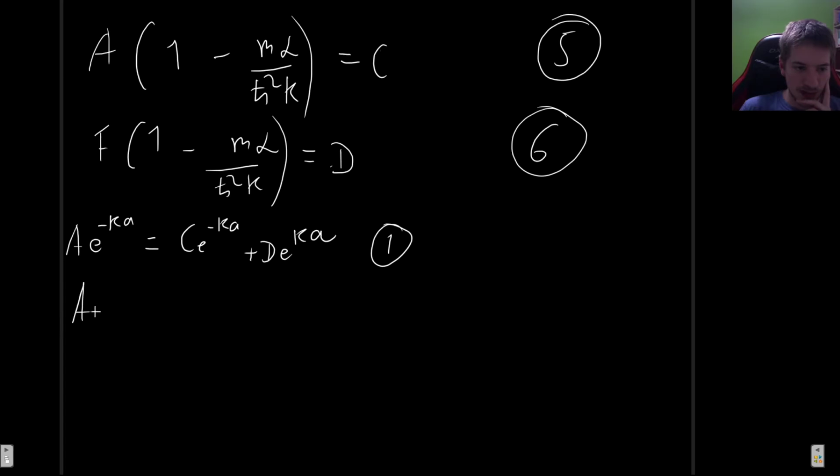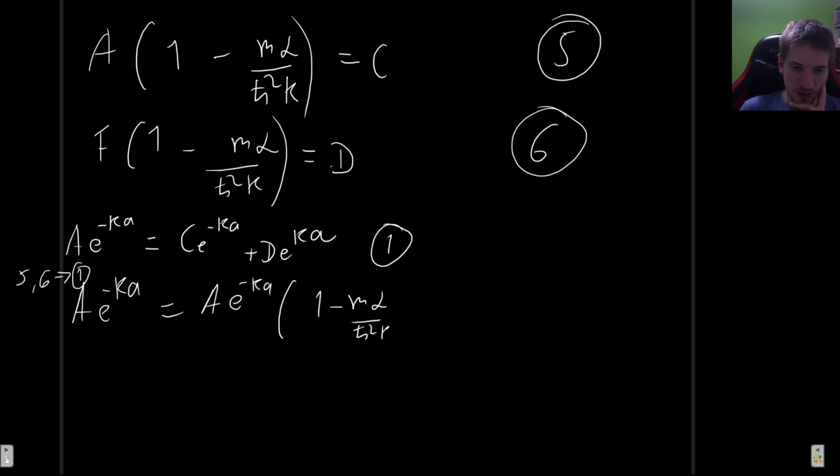So, well, this A part will stay the same, right? A e to the minus KA will stay the same. Then we have C e to the minus KA. What is C? C is this thing right here. So it's going to be A e to the minus KA times 1 minus m alpha over H bar squared K. And then we have plus D, but D is this right here. So it's going to be F times e to the positive KA times 1 minus m alpha over H bar squared K.